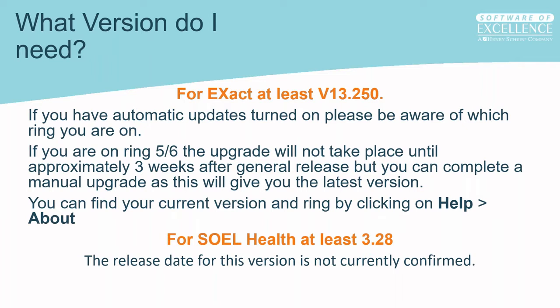If you're on rings 5 or 6, the upgrade doesn't take place until approximately 3 weeks after general release. But if you want the build and you are on ring 5 or 6, you can obviously manually get that by going into the portal and downloading the version. If you're on Soul Health, which is our SQL platform, it will be at least version 3.28, but currently we have no release date for this.